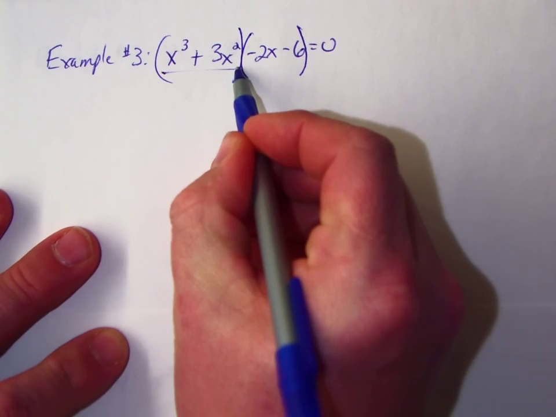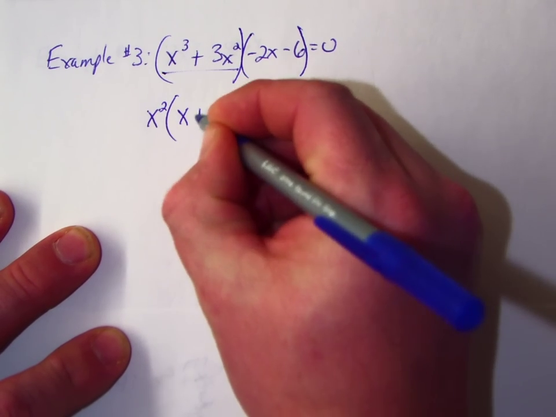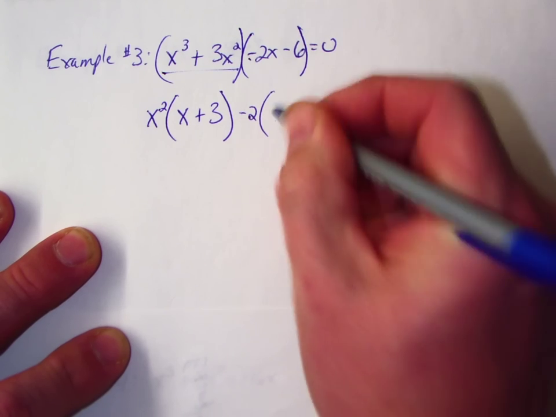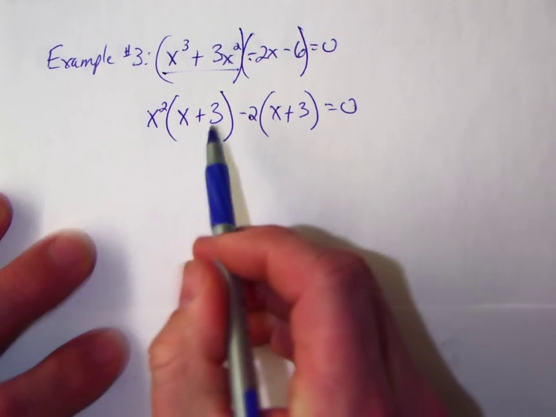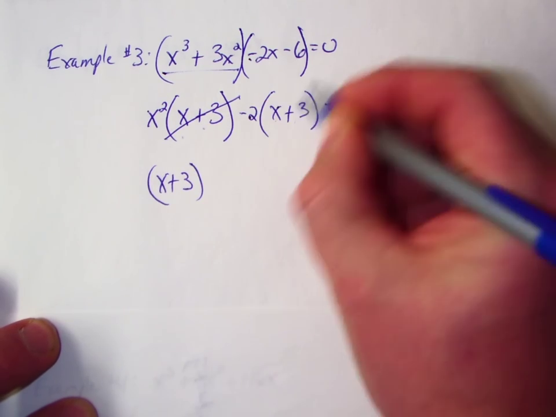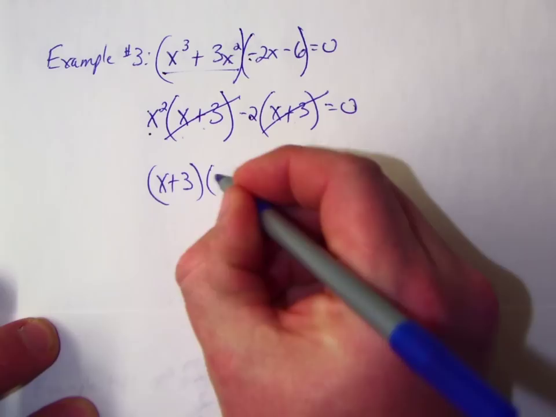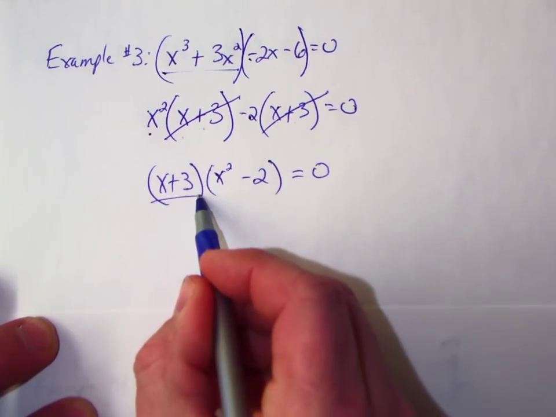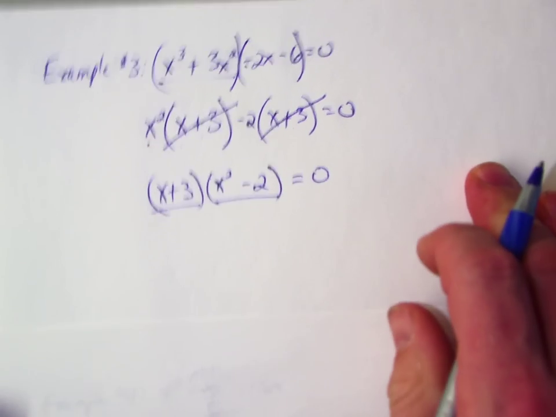Okay. So in this first group, I can factor out an x squared. So now I'm left with x plus 3. Here I can factor out negative 2. Now I'm left with x plus 3. Both of these have x plus 3 in common, so I'll write that down, go back, cross them out, and what's left over, put in parentheses, which is x squared minus 2. This is the linear, this is quadratic. So that means I can go ahead and solve these now.